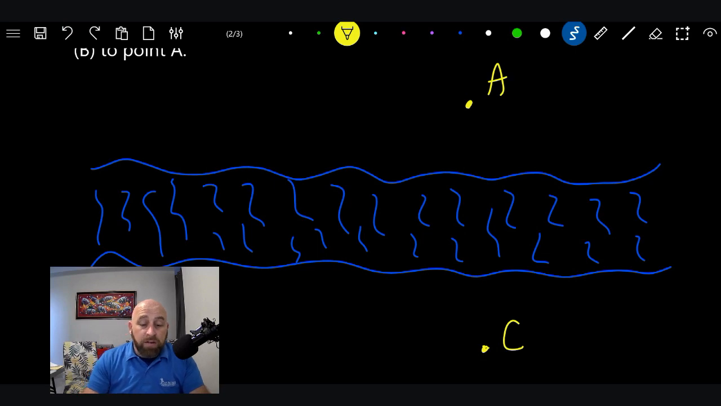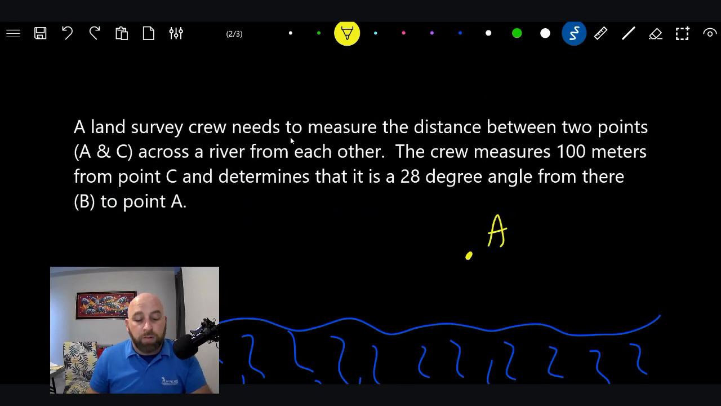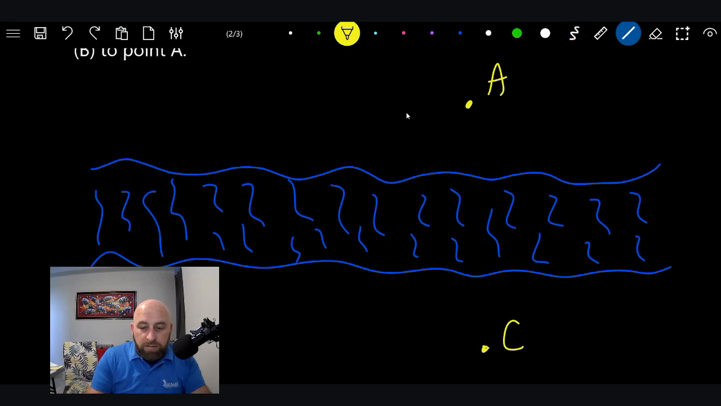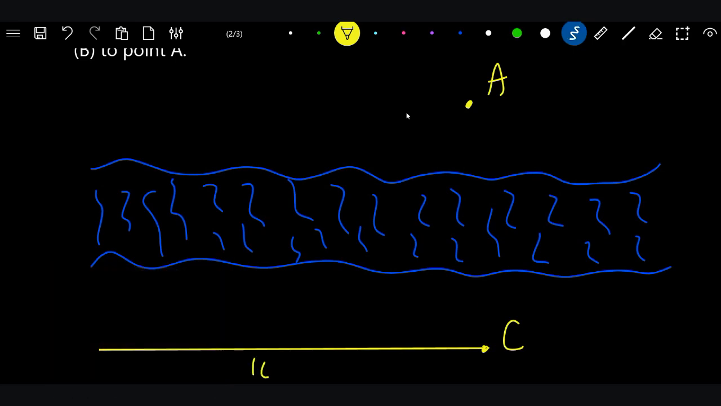Well, what they can do is what the problem tells us. What does the problem say? The crew measures 100 meters from point C. So in other words, the crew goes down here 100 meters from point C. Let's say that that's 100 meters. We'll write that 100 meters. And they form point B. Okay, so 100 meters from point C, they form point B.